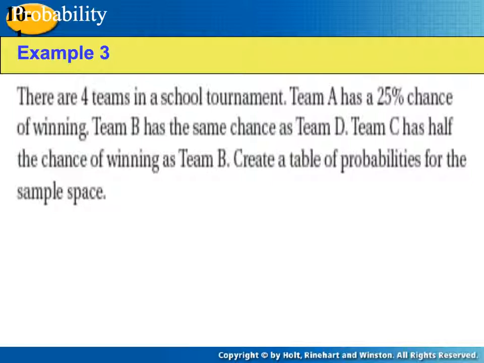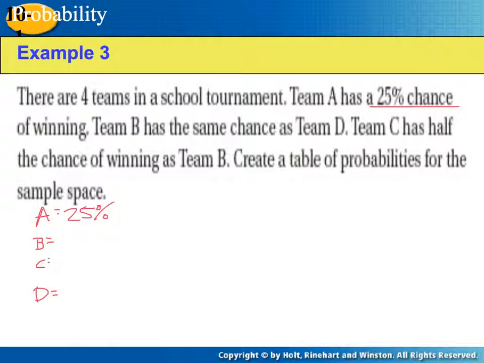We're going to create a table. We're going to figure out all of these probabilities between all of these. Okay? So A, B, C, and D. These are the 4 teams participating in my tournament. How original are those team names? A, B, C, and D. All right. As you look at Team A, what is the probability that Team A will win? Well, it says right here, 25% chance. 25%.